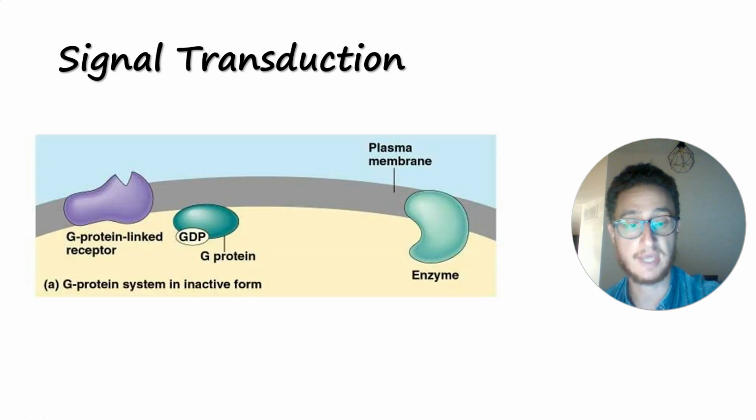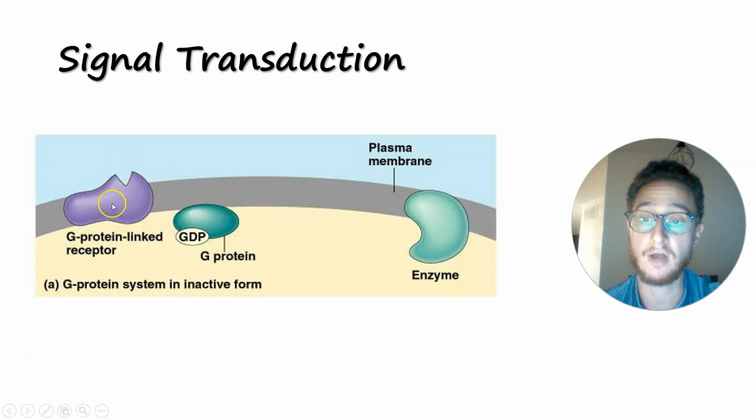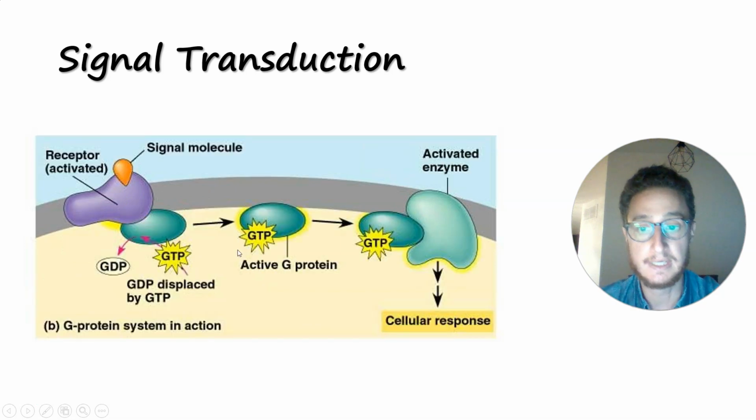So here's a nice example of it. You can see a G protein linked receptor with nothing in that receptor, meaning that it's off. And so it doesn't interact with its target, the G protein.